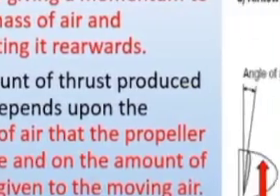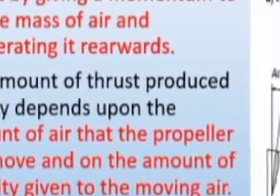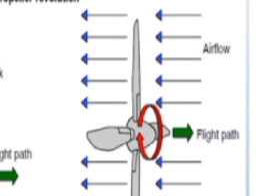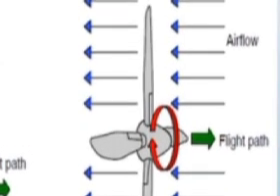The amount of thrust produced largely depends on the amount of air that the propeller can move and on the amount of velocity given to the moving air, which also means that when we want to generate much thrust, we want to accelerate enough air rearwards. On the slide, the picture shows a four-blade propeller, where you can see airflow at the front moving to the back, or rear, of the propeller.